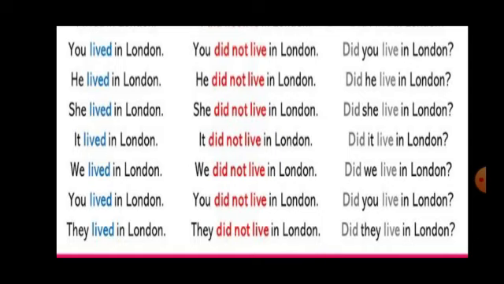He lived in London. He did not live in London. Did he live in London? She lived in London. She did not live in London. Did she live in London? So this way we have put did not plus base form of the verb in negative sentence, and in interrogative sentence did plus subject plus base form of the verb and the rest of the sentence. But children, you have to remember that when you are making an interrogative sentence, you have to put a question mark at the end of the sentence.